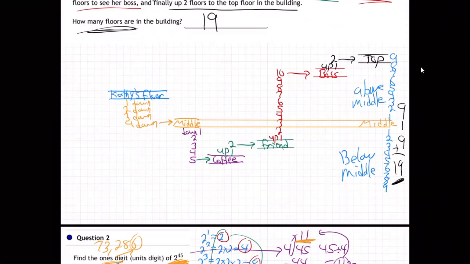We can figure out how many floors are in that building because there's 9 above the middle, there's the middle floor itself, and there's 9 below the middle. So there's got to be 19 floors in that building. They never told us the bottom, but they gave us the middle and the top. So we can get it from that. Does that make sense? Questions I can answer on that?